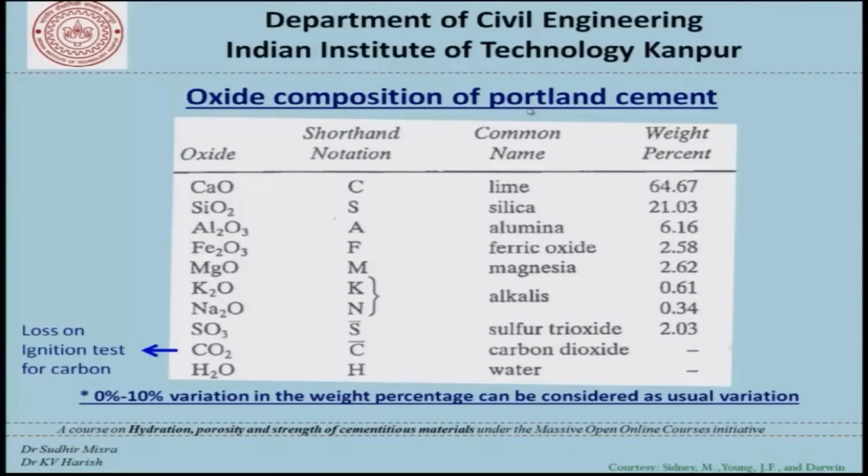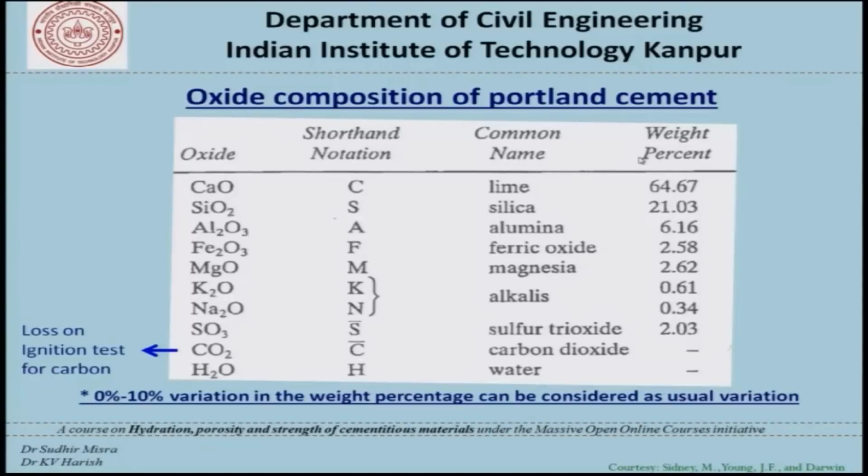The oxide composition of Portland cement: here in the left you find the different oxides, partly we have already discussed in the previous lecture. So, oxide starts from calcium oxide, silicon dioxide, aluminum oxide and it goes up to sulfur trioxide. The short notations are shown. The common names that are used for these oxides are listed: calcium oxide for lime, silicon dioxide for silica, aluminum oxide for alumina, iron oxide for ferric oxide, magnesia, alkalis, sulfur trioxide and others.